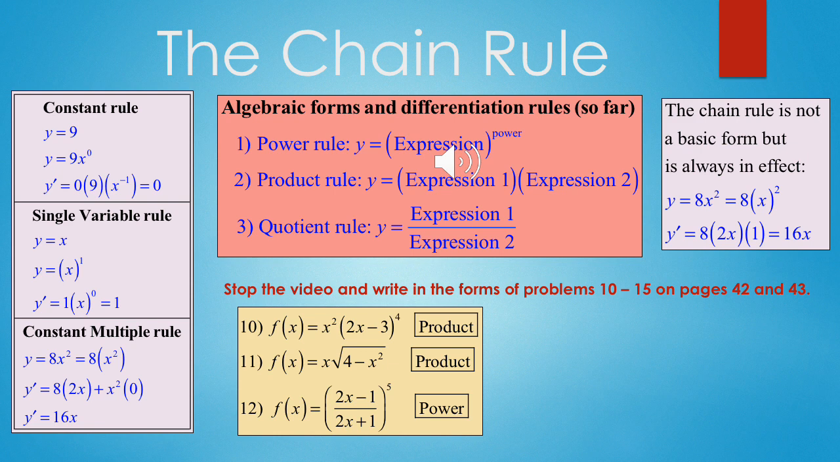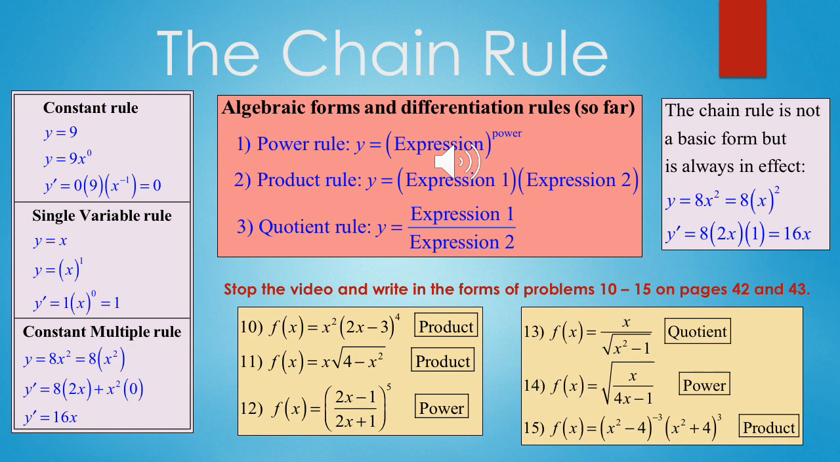Number 12, f of x equals 2x minus 1 over 2x plus 1, quantity to the 5th power, is a power rule. The entire expression is taken to the 5th power. Yes, there is a quotient inside, but the primary rule is a power. Number 13, f of x equals x over the square root of x squared minus 1 is a quotient. There is a numerator, there's a denominator, so it's a quotient.